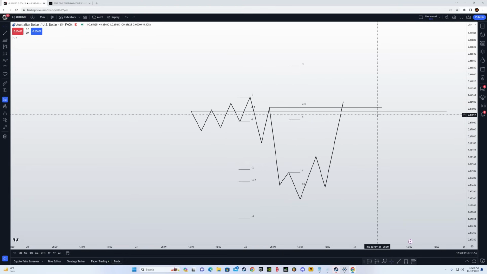And similarly, if we invert the chart here, let's do this.